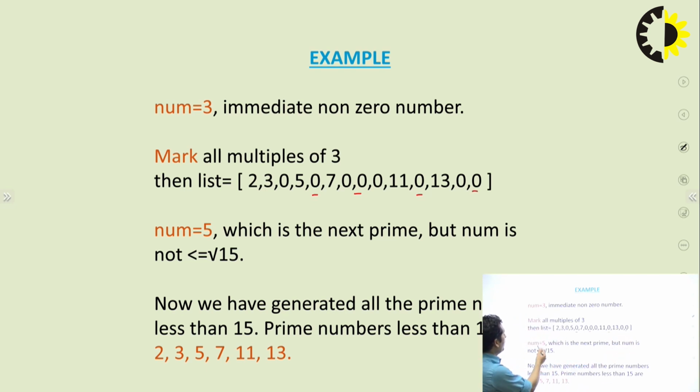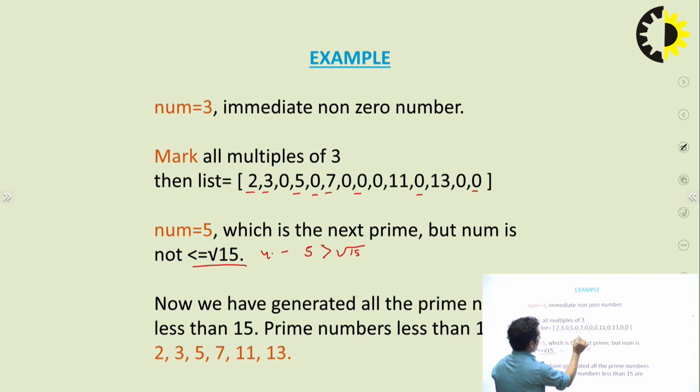Now the number is 5, which is the next prime number, but not less than or equal to root 15, because root 15 is 4 point something and 5 is greater than root 15. So here we stop the process, and our list contains all the prime numbers up to 15. So the prime numbers up to 15 are 2, 3, 5, 7, 11 and 13. So this is a very simple process.